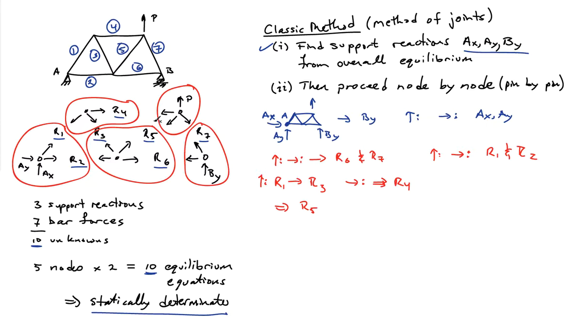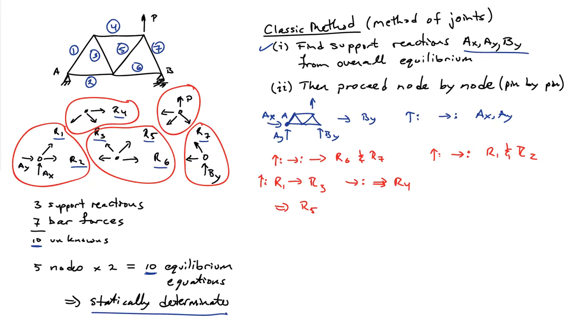Okay, so this is the classical method. Typically you start with the support reactions, though you don't have to, but that's usually typical, and then you just move your way through the truss system, going joint by joint, trying to find joints where you can actually solve for the unknown forces that are acting at those joints.